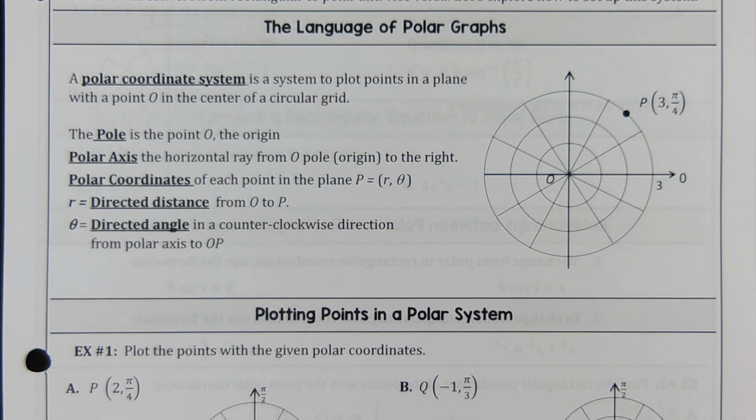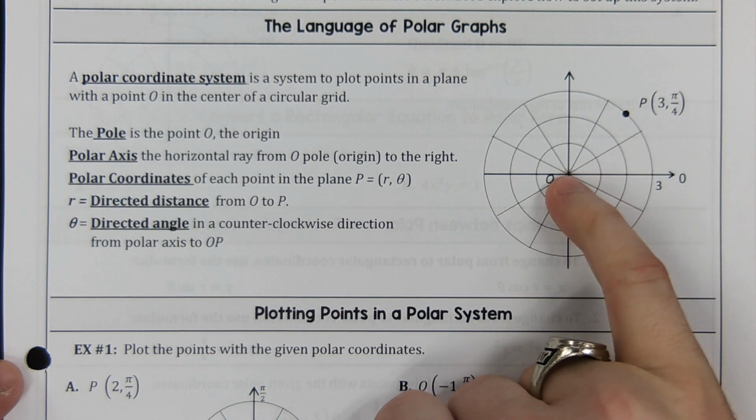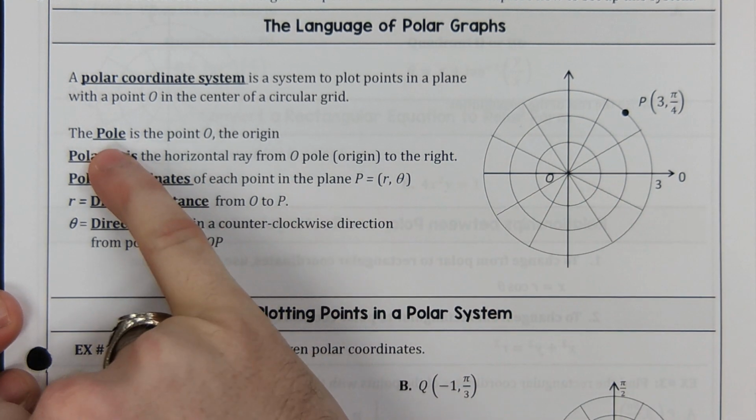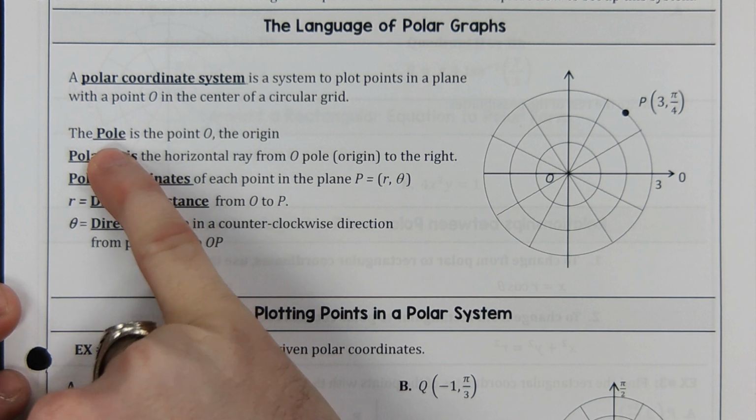So it's circular, right? What these coordinates do is they give us a radius and an angle, r comma theta. Instead of x comma y, it's r comma theta. Cool? Some basic vocabulary. The origin, O, is also known as the pole of the coordinate system.